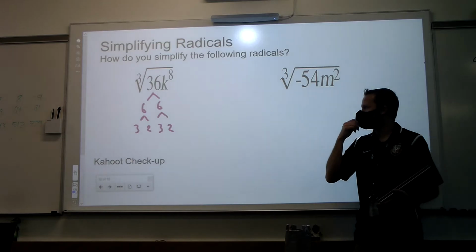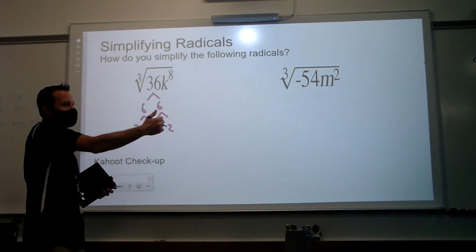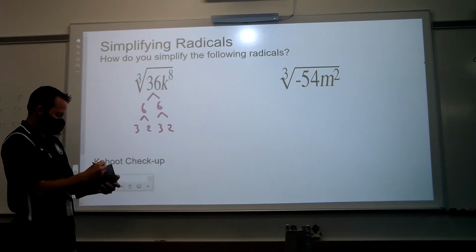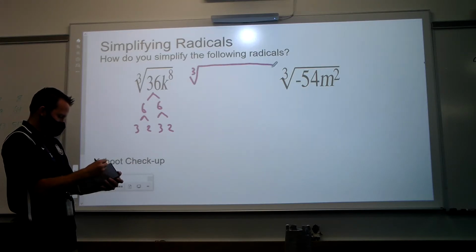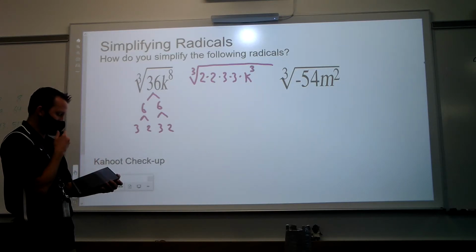Three. So now I have eight K's. So instead of writing out eight K's, could I just write it in groups of threes? Let me show you what I mean. I've got the cube root of two twos, two threes. Now, I have three K's. I want to write that as k cubed.